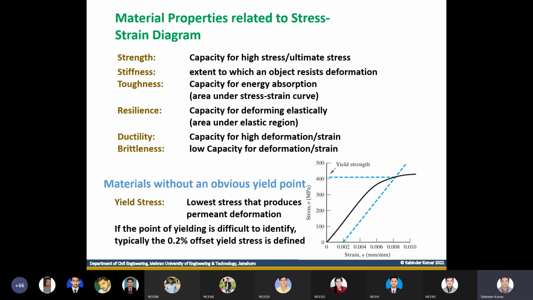Sir, please repeat a little. Okay, so have you got these definitions? What is strength, stiffness, toughness, resilience, ductility, brittleness?